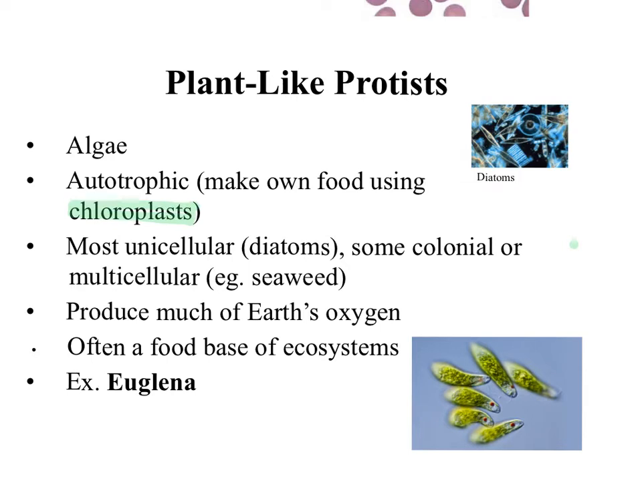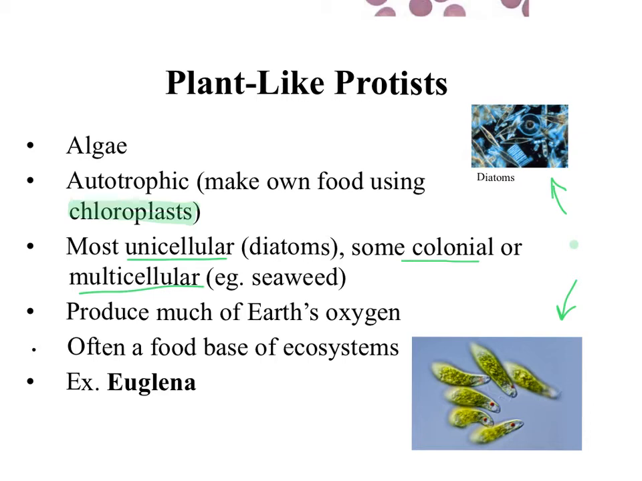Most plant-like protists are unicellular. Some can be colonial, where unicellular organisms bunch up into colonies, and some can be multicellular. So up here we have an image of diatoms, which are unicellular organisms. Here is another example of a unicellular organism, and I'm sure you know what seaweed looks like.